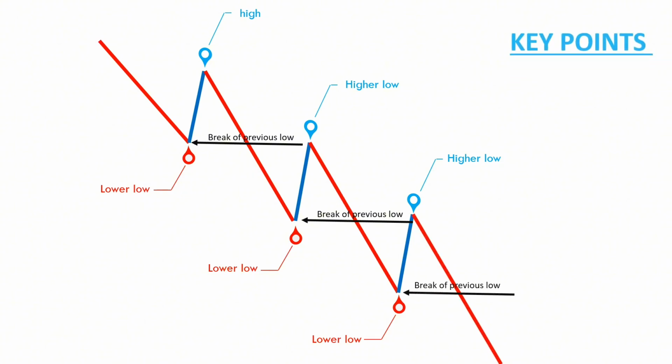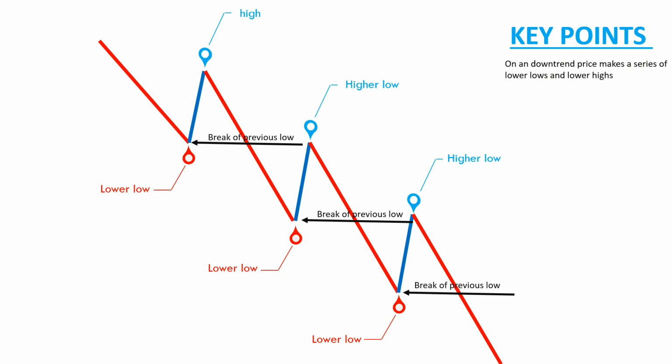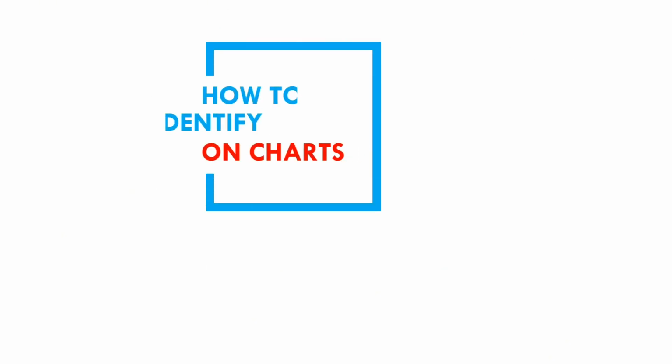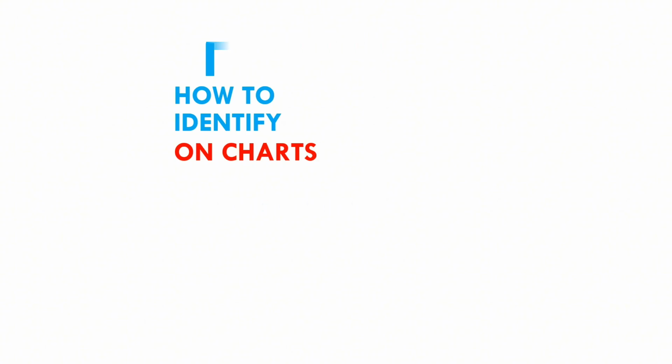Here are some of the key points to consider. 1. On a downtrend, price should make a series of lower lows and lower highs. 2. In order for a lower low to be identified, price must create a low lower than the previous low. Third and lastly, the new high must be lower than the previous high. Let's see how we can identify a downtrend on a chart.